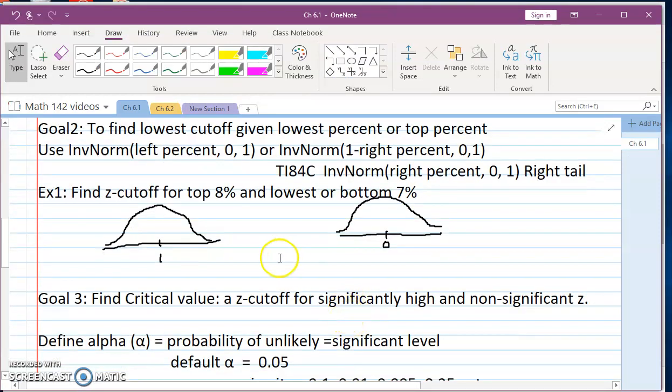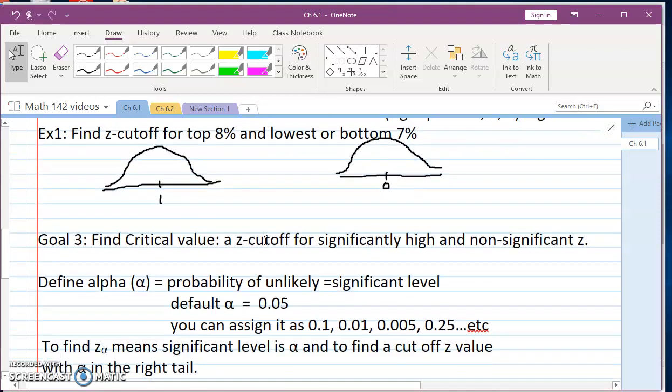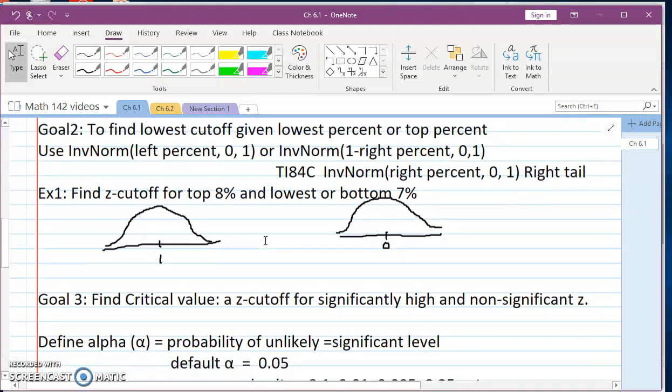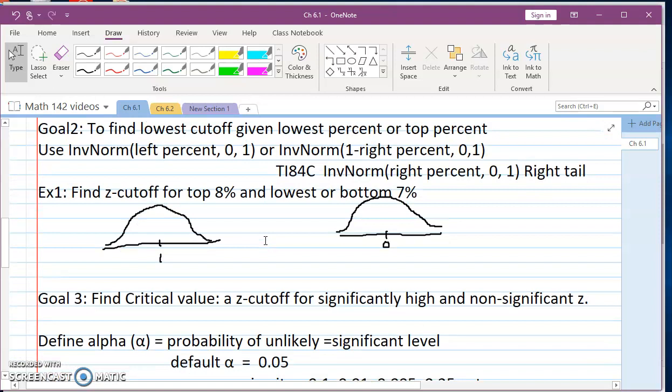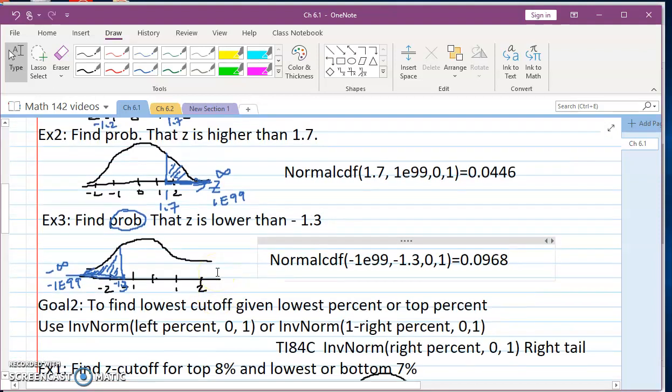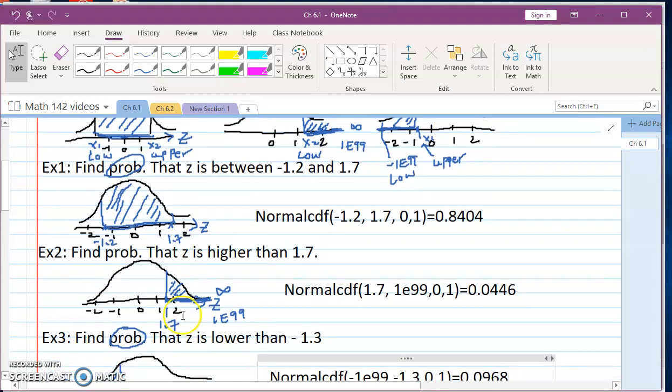The second goal that we want to do is to find the cutoff for the lowest or highest percentage. So maybe we'll do this in the second video. Okay, so this video is to find the probability of z in a range.